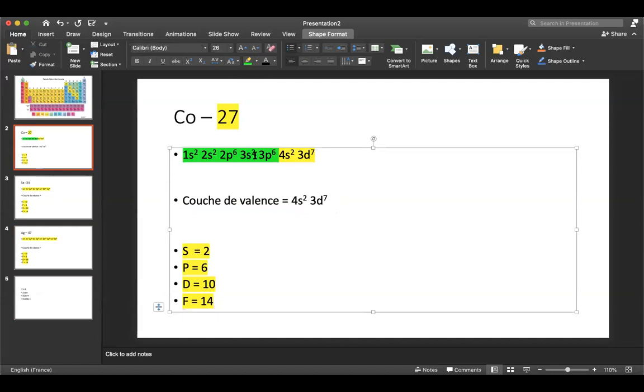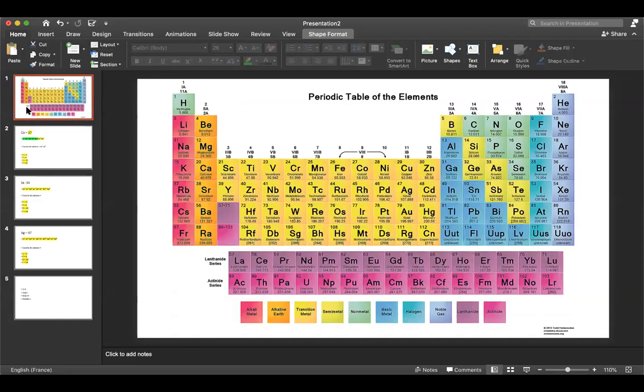If you're a bit confused, like Samuel is asking, which one is the noble gas and which one is the couche de valence, is it the 4s, the 3d, the 4s2 3d? You just count as you're going towards the end. You say 2 plus 2 is 4, plus 6 is 10, plus the other 8, you're going to have 18. Now, if you add 2, you're going to have how many? You're going to have 20.